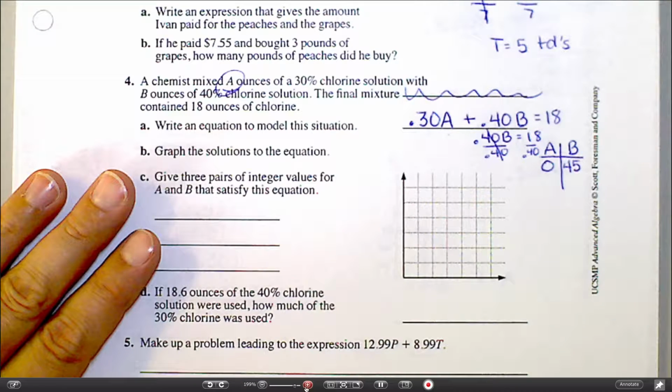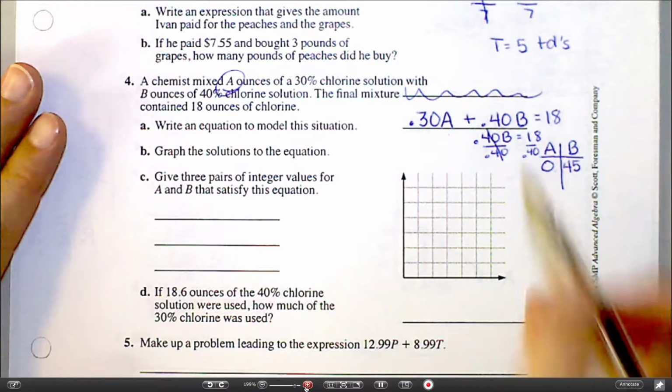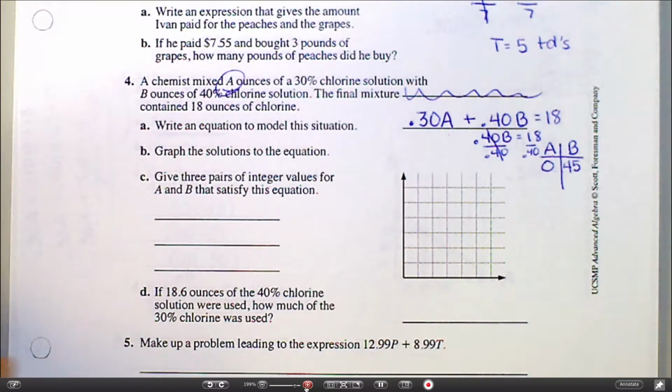Don't just believe me. I'm wrong all the time. 18 divided by 0.4. Am I right? Okay. All right. So now I need another pair. What do you suggest? 1. Okay, I could do 1. I mean, 1 wouldn't be terrible, but it would still be more math than doing something else.